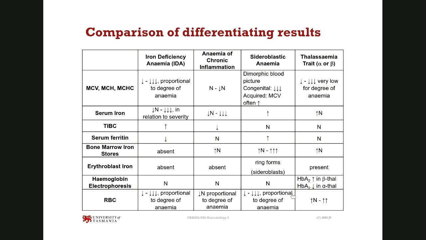And again, this is the red cell count. I just want to highlight the particular pattern that we can see in thalassemia of small red cells and a low hemoglobin, but often an increased red cell count, whereas in the other conditions we have a reduced red cell count in proportion to the degree of anemia. And so that's very, very important to keep in mind.